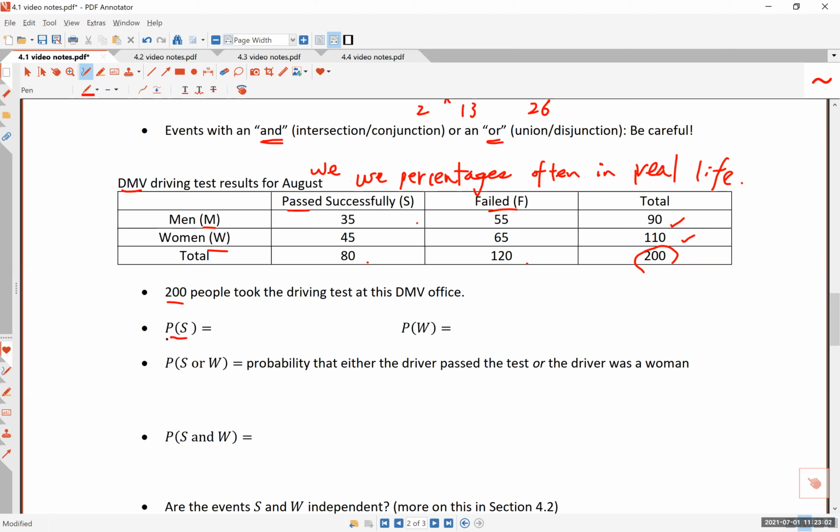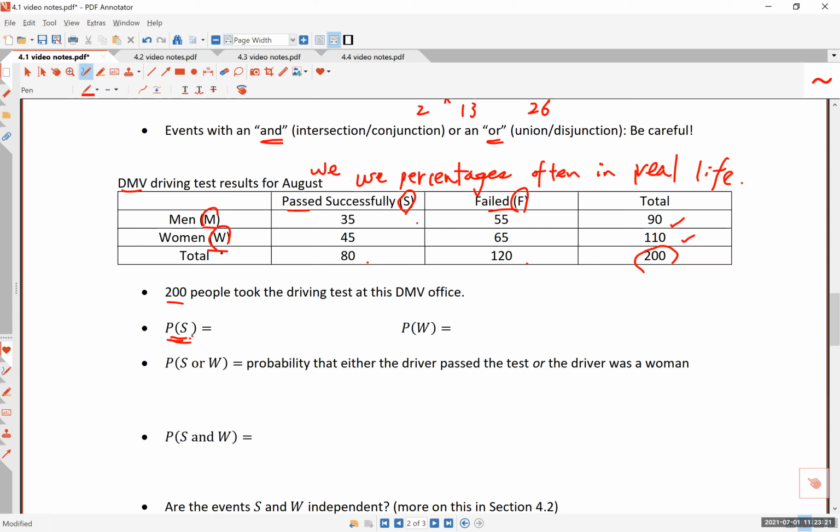What is the probability of S? S stands for success. That's the name of the event, S. The name of the event F is F for failed. And then you have men and women, M and W respectively. So what is the probability of S, the person succeeding?